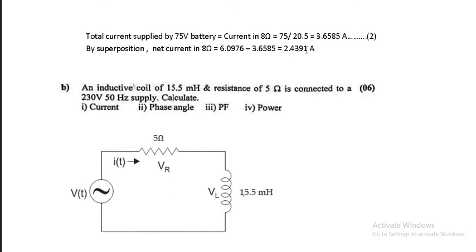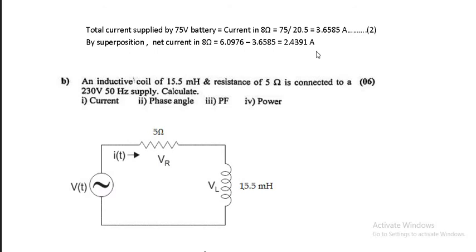The point to be noted over here is, while superimposing, when we are considering both the sources now, we will be superimposing both the effects, but direction is also important while superimposing. It is just not addition. So you have to see the direction also. Since the directions were opposite, it will be 1 minus 2. So it will be 6.0976 minus 3.6585, and that is equal to 2.4391 amperes.